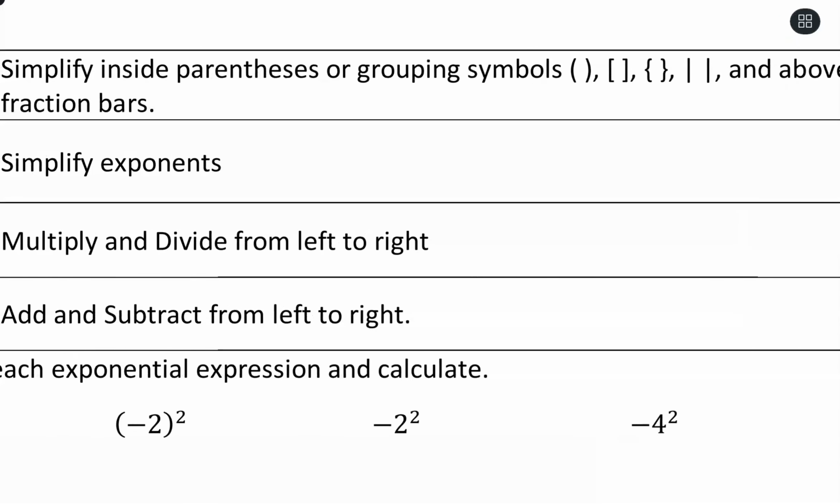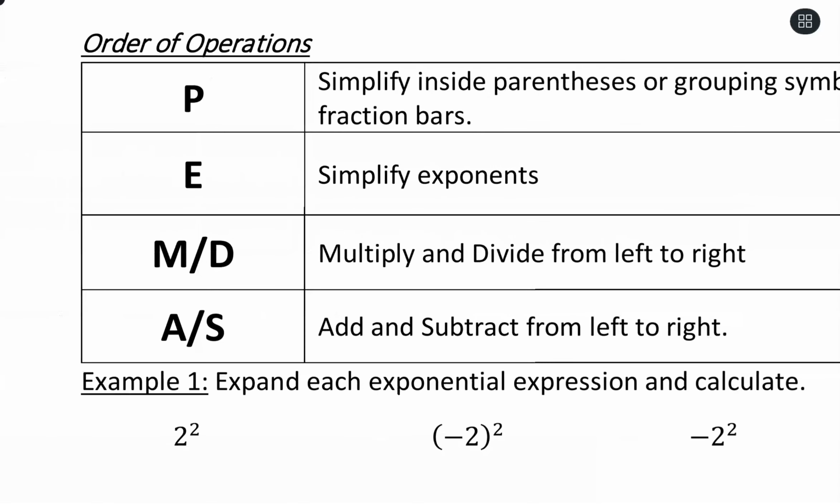So we'll talk about those different scenarios down below, but basically any parentheses or grouping symbols, we want to simplify those first. Once all the parentheses are simplified, then we look to exponents. That's what the E represents, exponents, and calculating those. And then we move on to any multiplication and division. So we do these at the same time, and this we carry out from left to right.